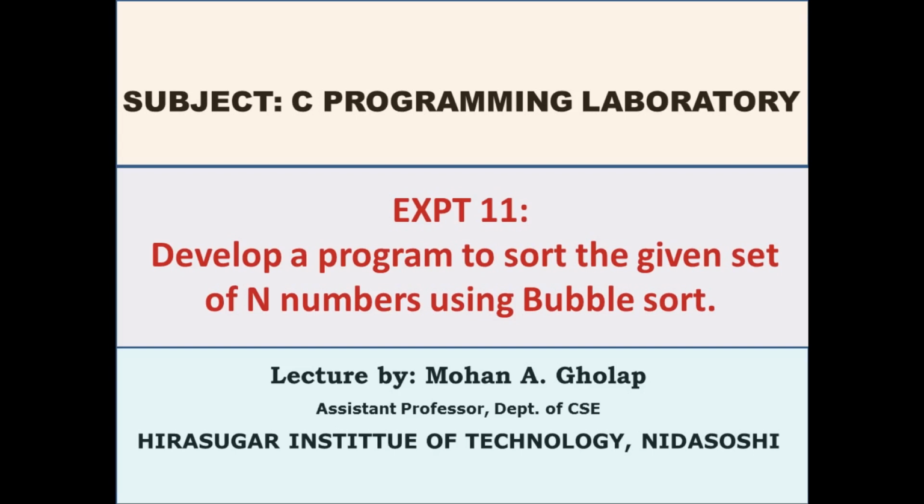As per the aim of this experiment, we have to use the bubble sort technique to sort the given set of n numbers. In general the variable n will have the total number of elements. So we have n number of elements and we have to perform the sorting operation by using this bubble sort. Let us see how this bubble sort will work.